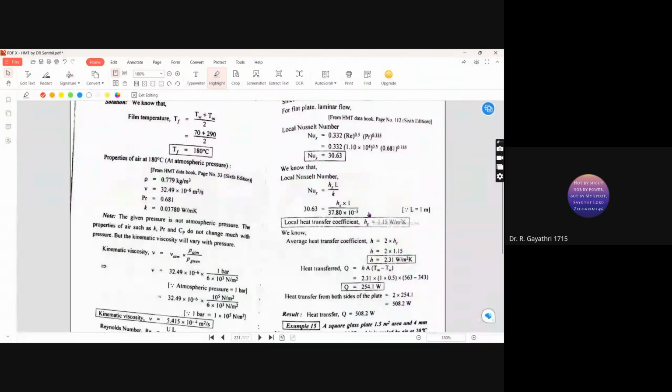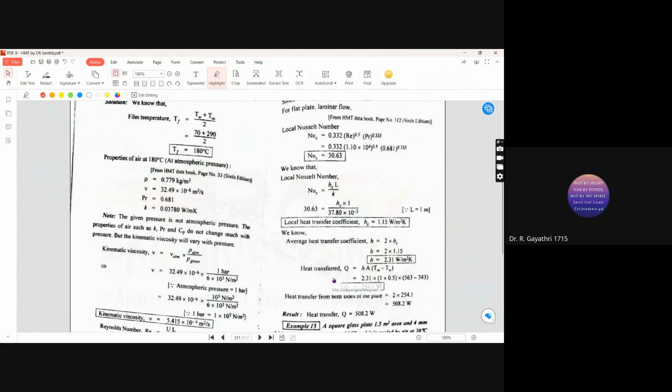Here everything is known except Hx, so we can find the local heat transfer coefficient Hx value. We know the average heat transfer coefficient H is equal to 2 times the local heat transfer coefficient Hx. So now H value is found. It is 2.31 watt per meter square Kelvin.